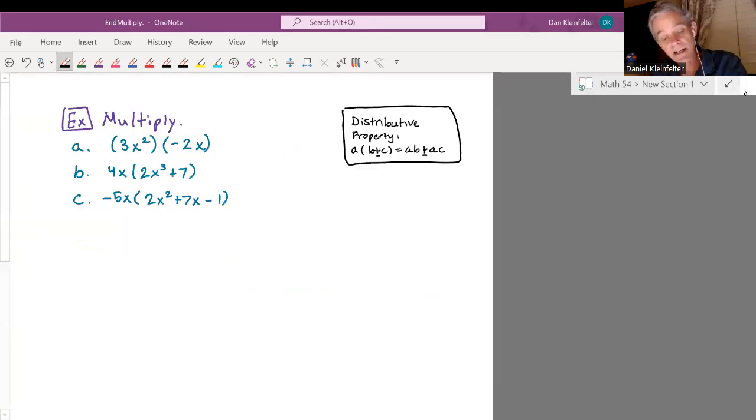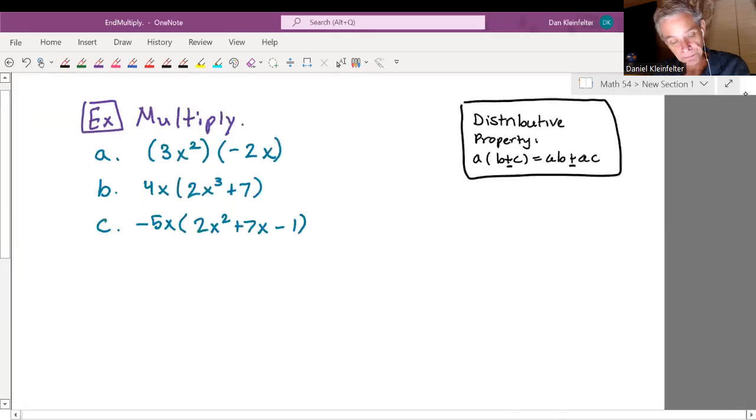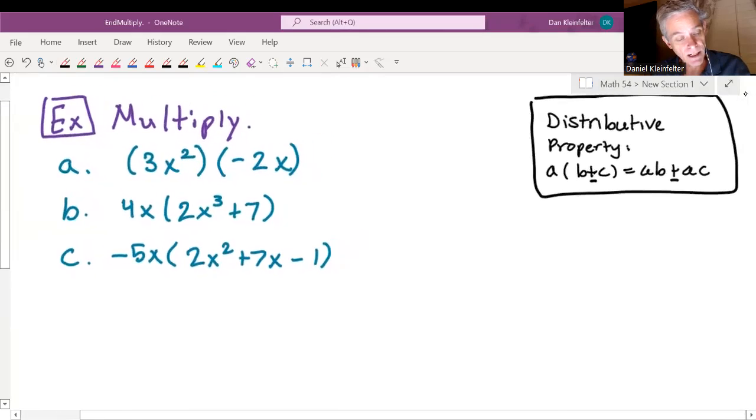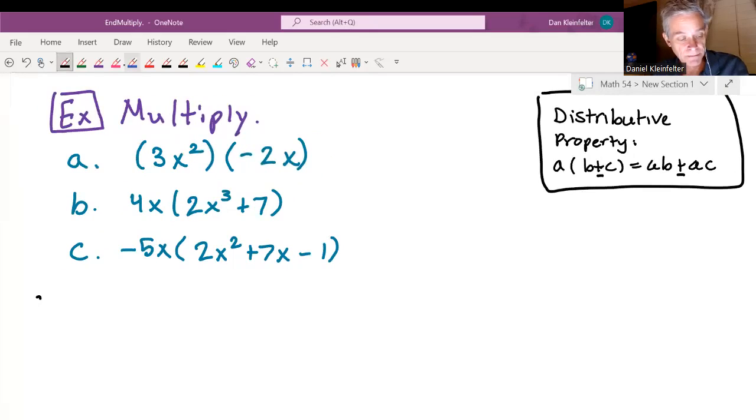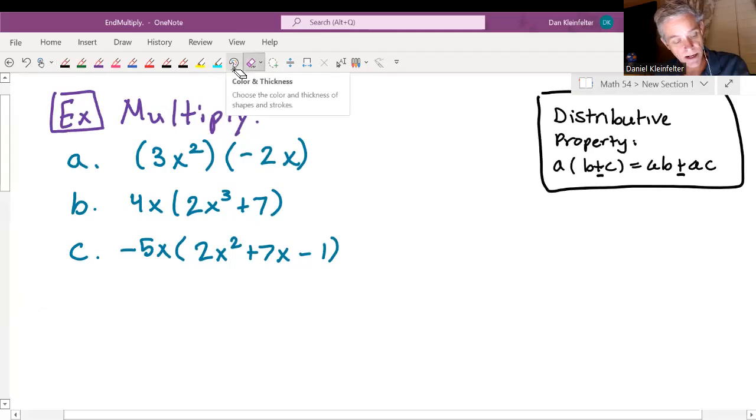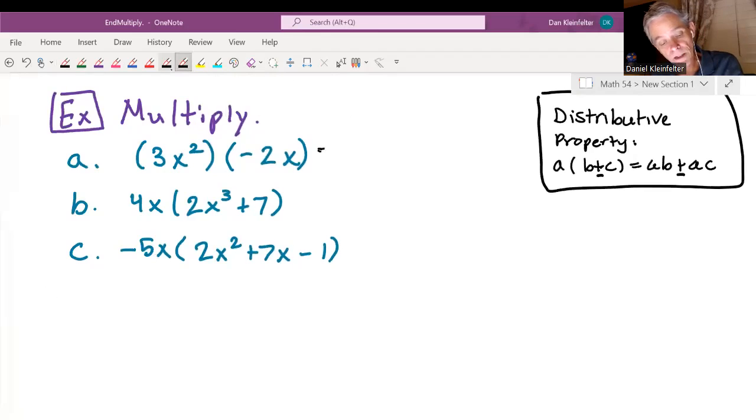And the second piece will end up being the distributive property, really. So let's try just a couple here. So here in A, we want 3x squared times negative 2x. Actually do that up here, there's room. So 3 times negative 2 is negative 6, and then x squared times x is x cubed. So here again, we've multiplied the coefficients together and added the exponents.